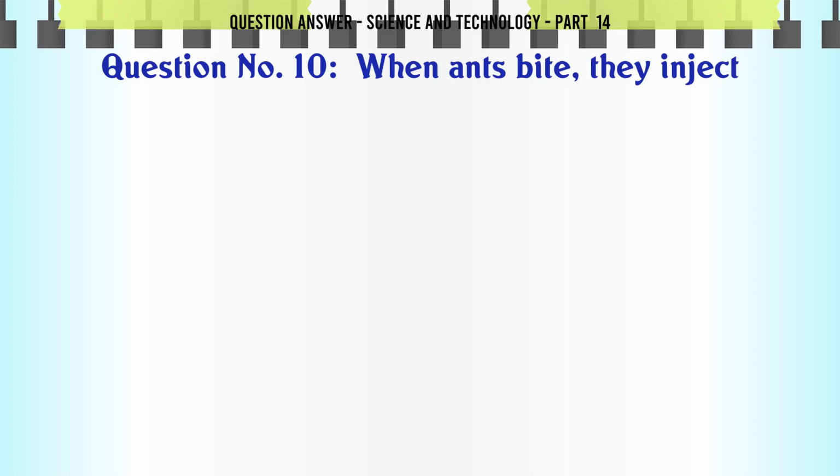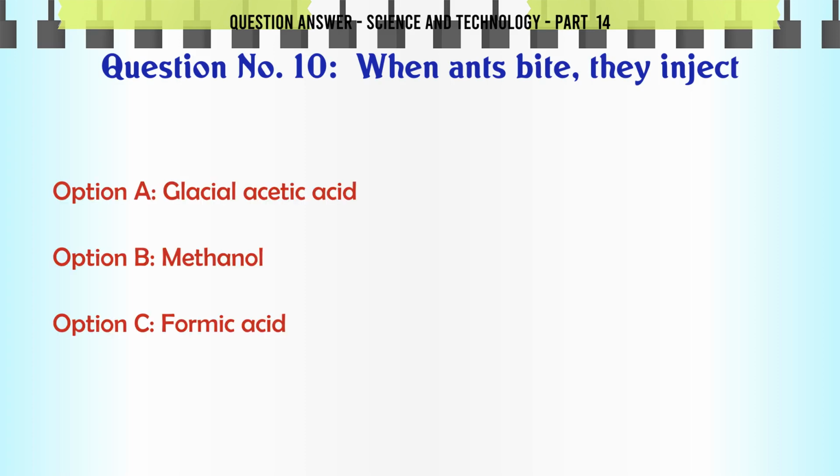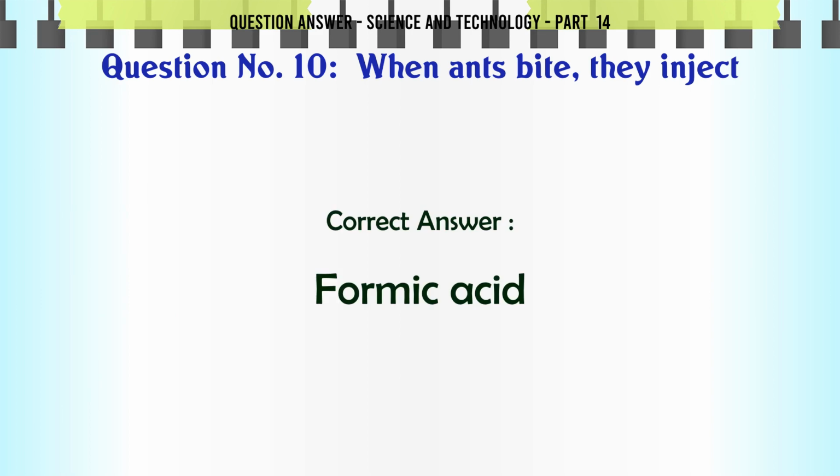When ants bite, they inject A. Glacial acetic acid. B. Methanol. C. Formic acid. D. Stearic acid. The correct answer is formic acid.